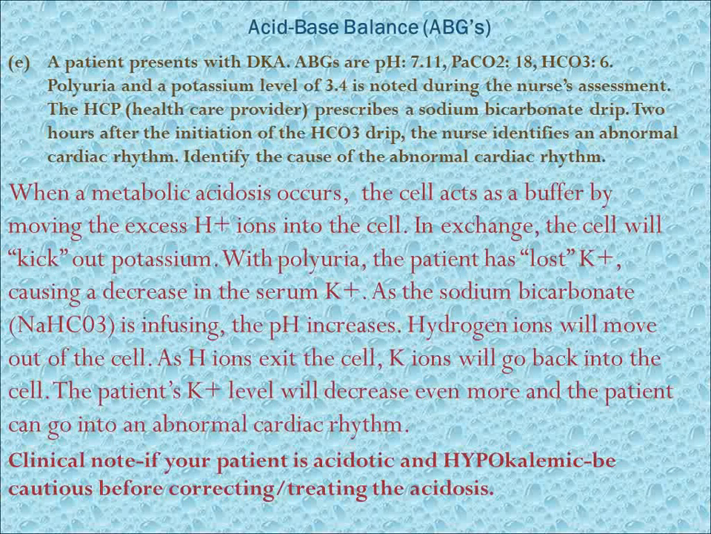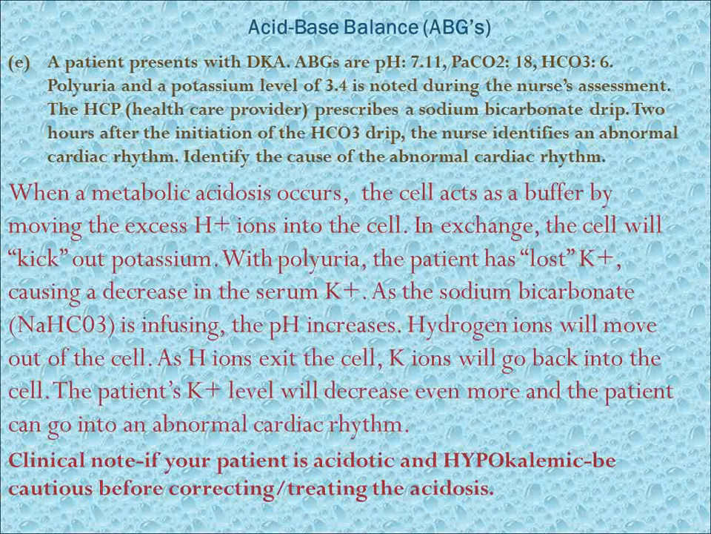With that in mind, we're going to do a little scenario of a patient that presents with something you would expect to see. These are the ABGs that we just reviewed, a metabolic acidosis because of a diabetic ketoacidosis problem. The other signs and symptoms present are polyuria, and a potassium level of 3.4 is noted on the nurse's assessment. Treatment for a metabolic acidosis is sodium bicarbonate, so the physician or nurse practitioner prescribes a sodium bicarbonate drip. Then 2 hours after the drip has been initiated, the nurse identifies an abnormal cardiac rhythm.